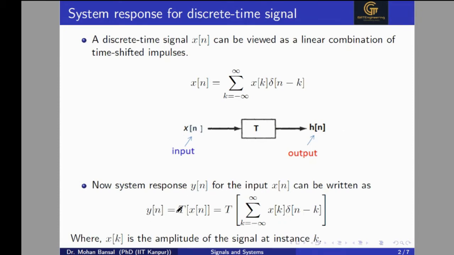Now we can write y[n], which is our output, as T of x[n], where x[n] is our input, T is our system, and we are getting the output. When we pass any input signal to the system, we get y[n]. Now x[n] is given in terms of the impulse function in equation A. From equation A, we can substitute x[n] in terms of the impulse signal, summation of k equal to minus infinity to infinity x[k] delta[n minus k], where x[k] is the amplitude of the signal at instance k.